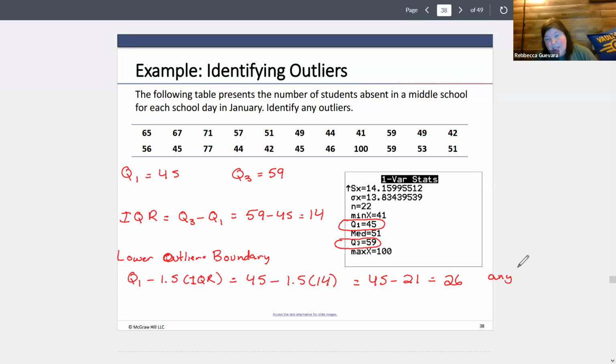So anything less than 26 is an outlier. If you look at your data, for one thing, the minimum is 41, so we definitely don't have an outlier here. We have no outliers that are less than that lower outlier boundary.